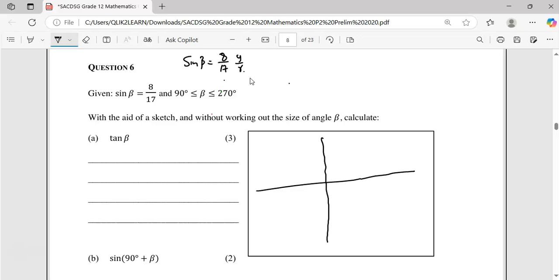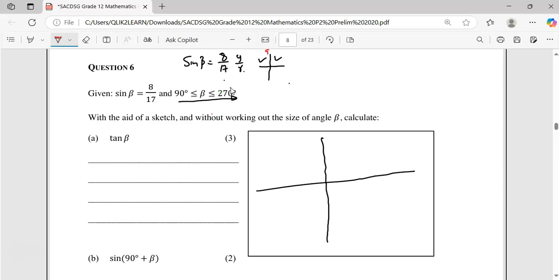It's fine. But before that, we are given the interval. So 8 over 17 is positive. I'm going to check which quadrant I should work with. Where is sine positive? First quadrant and quadrant 2. That's the first thing I'm going to do. Then I'm going to select a quadrant using the given interval.